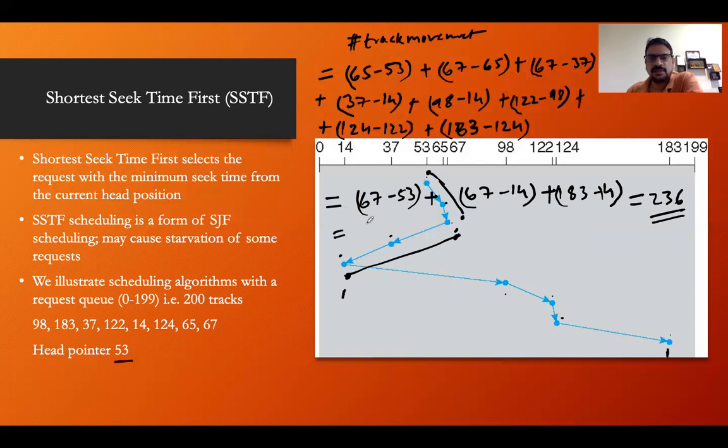So it will be 14, plus 53, plus 169. So 169 plus 53 plus 14. 236 is your answer. 14, 53, 169. 236 is your answer for that. So this many movements we have done.